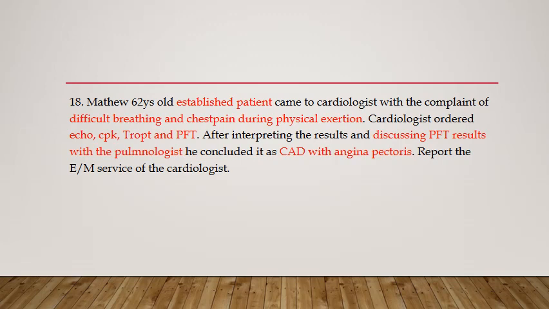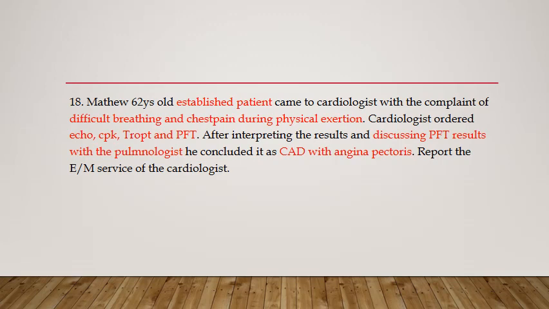Then the 18th question. Matthew, a 62-year-old established patient, came to a cardiologist with a complaint of difficulty breathing and chest pain during physical exertion. The cardiologist ordered echo, CPK, TROPT and PFT. After interpreting the results and discussing the PFT results with the pulmonologist, he concluded it as coronary artery disease with angina pectoris. Report the E&M service of the cardiologist.